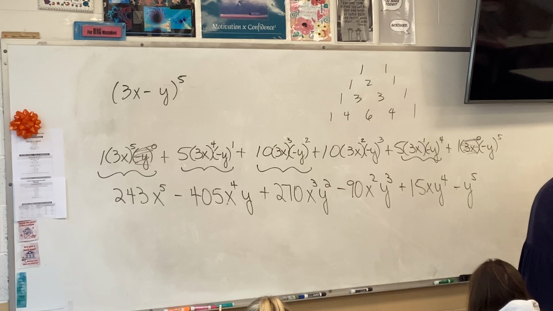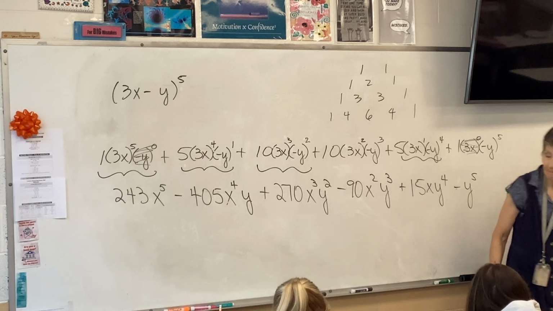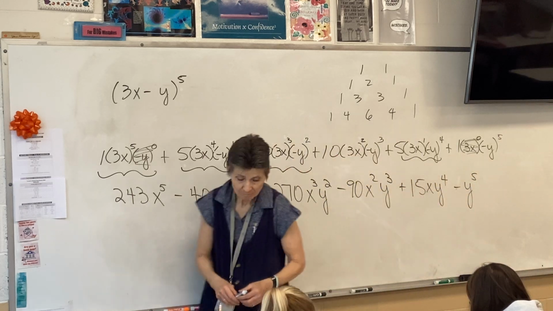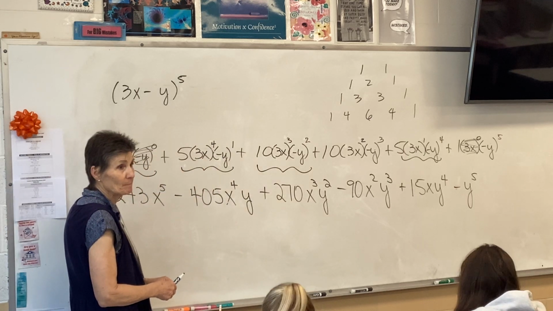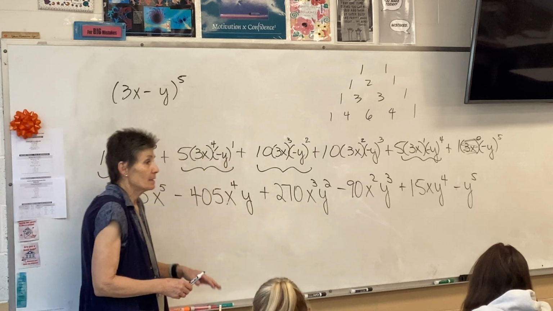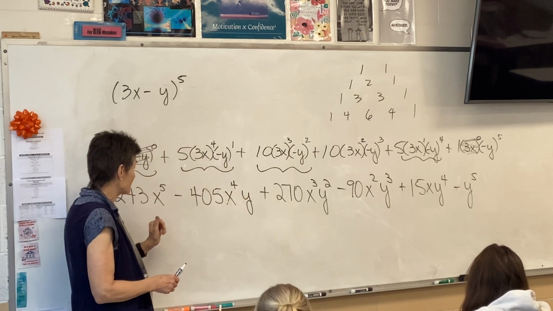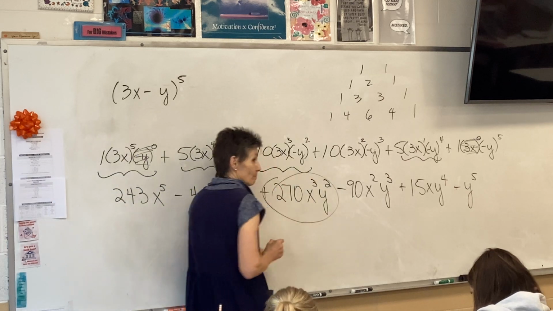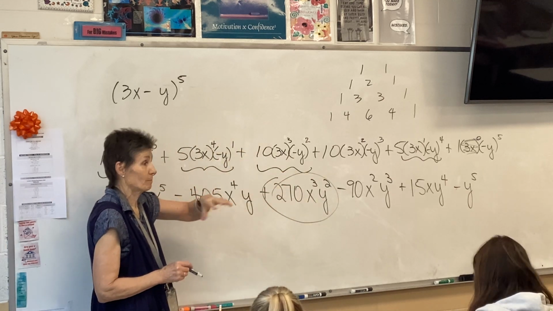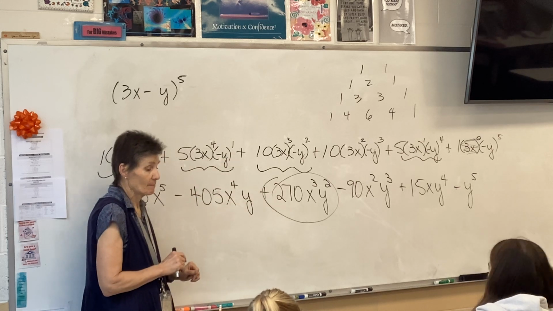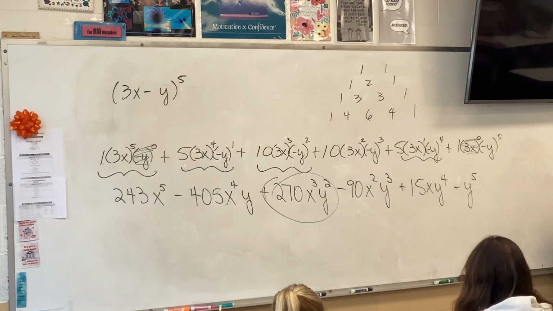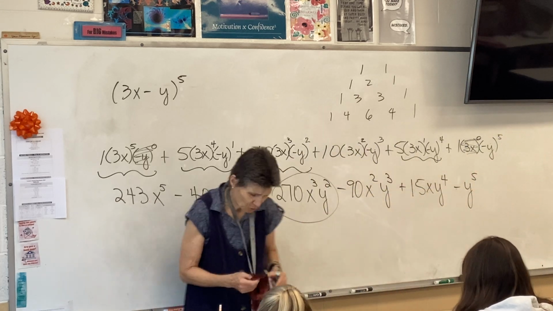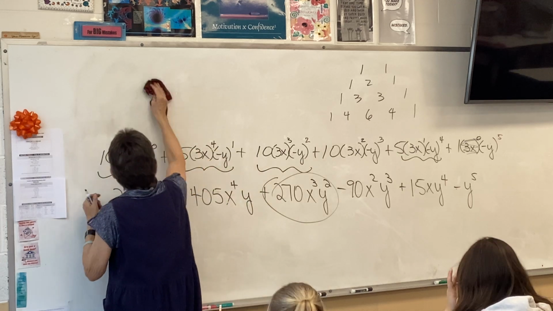I'm going to erase it now because I need some space, but are we good there? So the next problem is the same thing, except we only want the third term. So we only want what would be the third thing in that big long list. So what are we expanding? 3x minus y. No, that's the one we just did. What am I expanding? 2x minus 3y to the 10th.